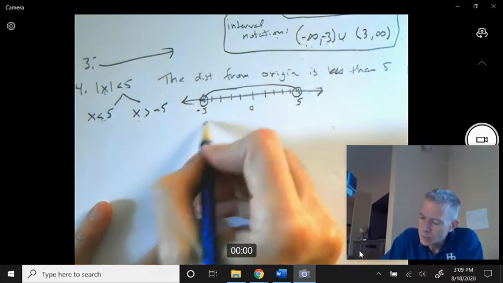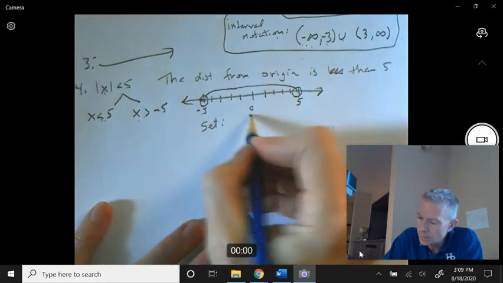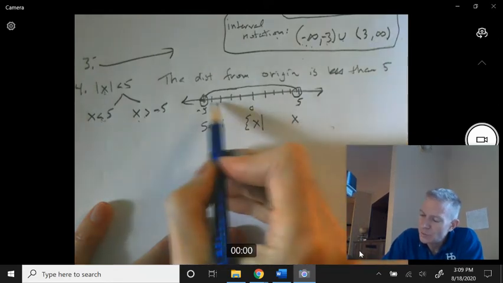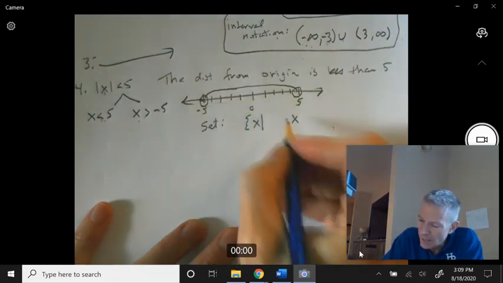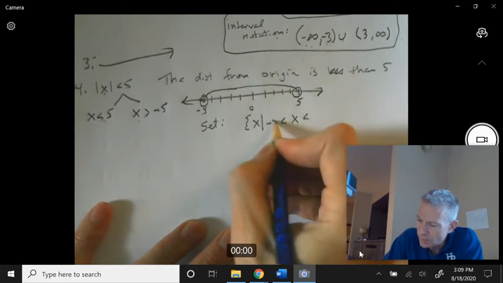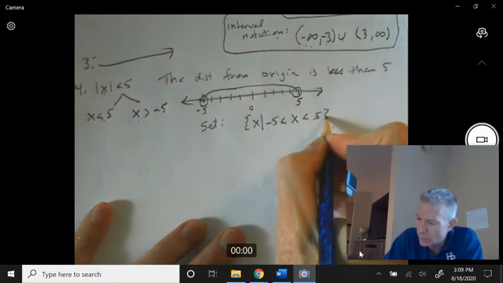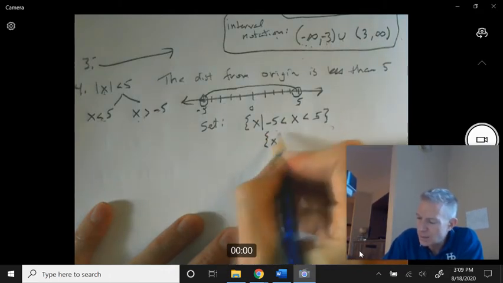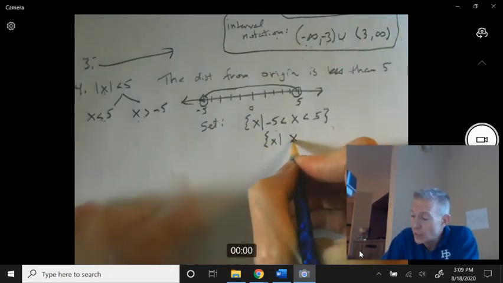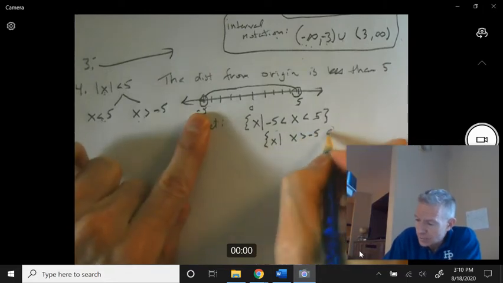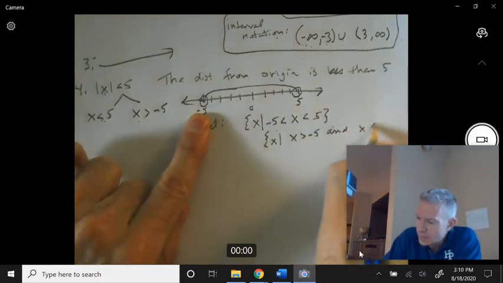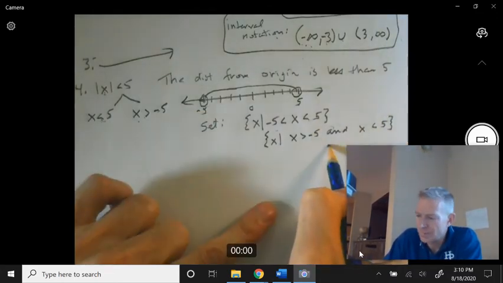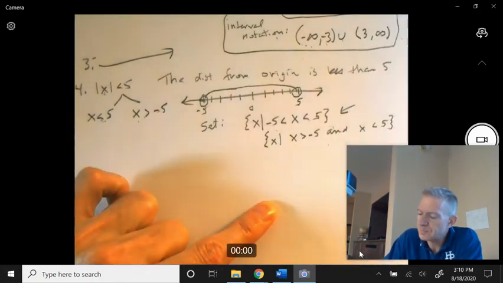So set notation, it's going to be the set of all x such that x, you want to say all the numbers between negative 5 and positive 5. So negative 5 to positive 5. That's the easiest way to write this. You could also say set of all x such that x is greater than negative 5 and x is less than positive 5. So these two things mean exactly the same thing. This is the preferred way to write it.